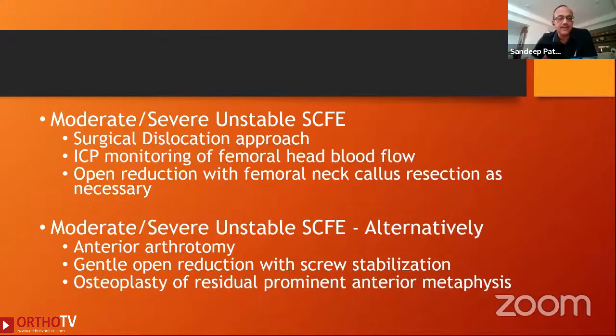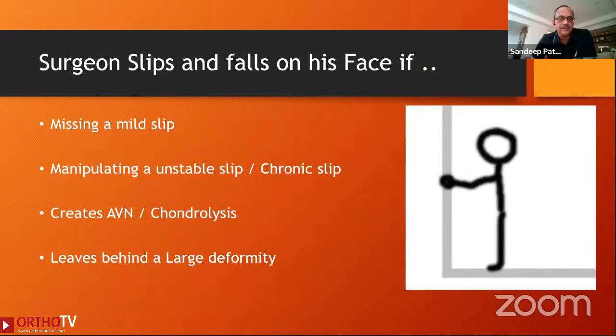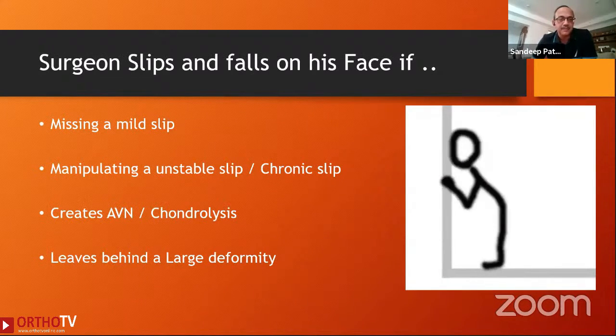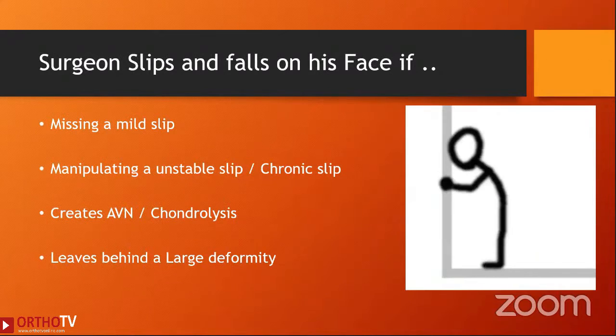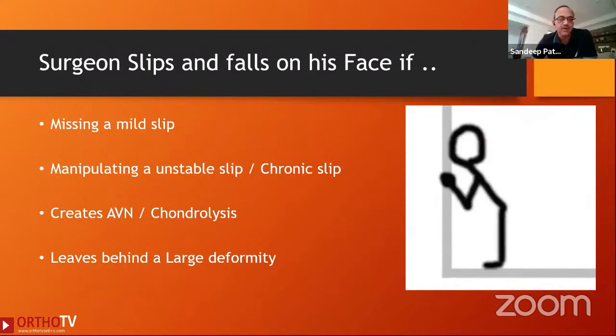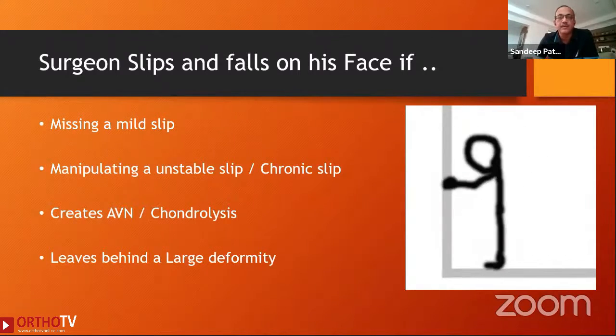For a moderate to severe unstable slip, alternatively, you could do an anterior arthrotomy as I showed, with a gentle open reduction and screw stabilization, or an osteoplasty of the anterior prominence if required. So again, to reiterate, a surgeon slips and falls if he misses a mild slip, manipulates an unstable slip or a chronic slip, or iatrogenically creates AVN or chondrolysis, or leaves behind a really large deformity. Thank you very much.